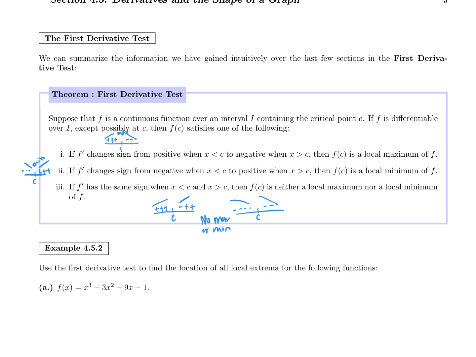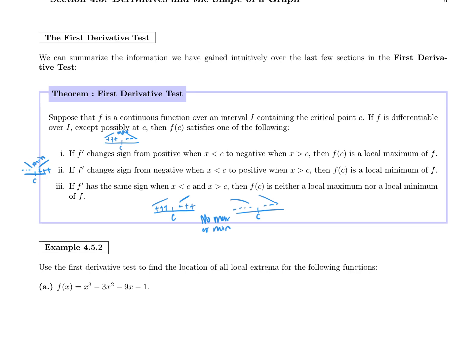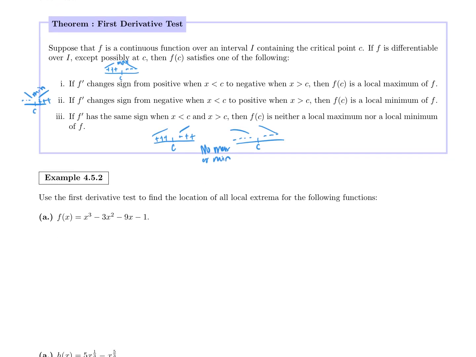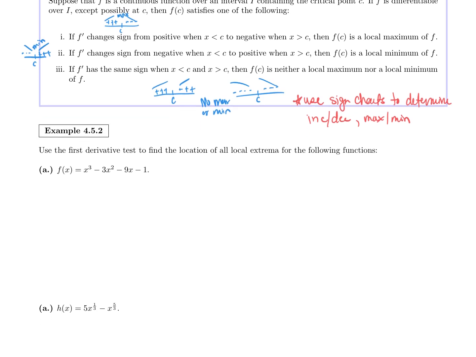So let's see if we can figure out how to do all of this on our own. The catch is we have an easier way to do this. What I just drew for you are a bunch of sign charts. So we are going to use sign charts to determine increasing and decreasing, and maxes and mins. Right? So let's see how this is going to work. I'm going to leave the theorem at the top there for you to see.